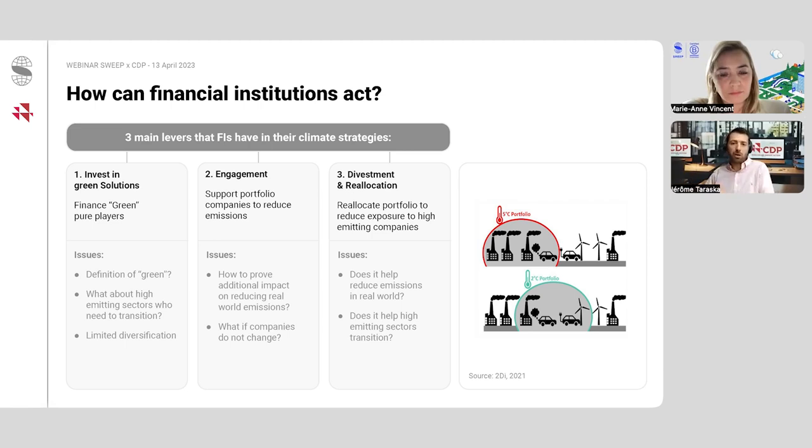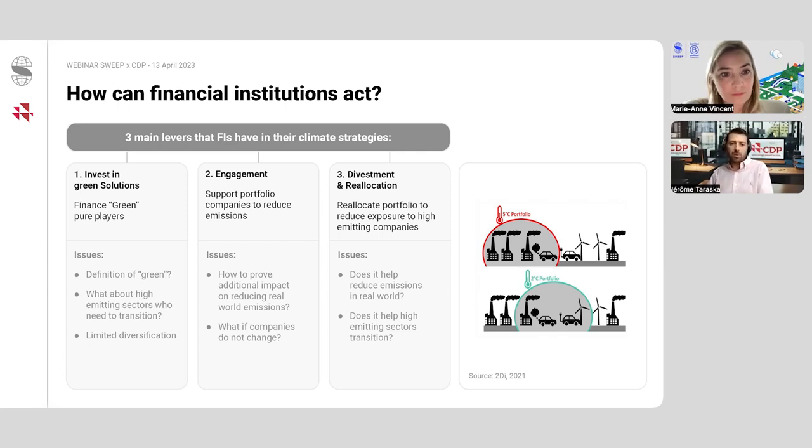Then, of course, the third pillar is divestment or reallocation. But as you can see on the little chart on the right, that might not help reduce emissions in the real world. I think this chart is showing that you could have a portfolio that is 2 degree aligned by shifting your assets and reallocating them, but that will actually not change the emissions in the real world. So that's why at CDP, and I believe as well at SWIP, the second pillar, the engagement pillar, is a key pillar to transform the real economy.